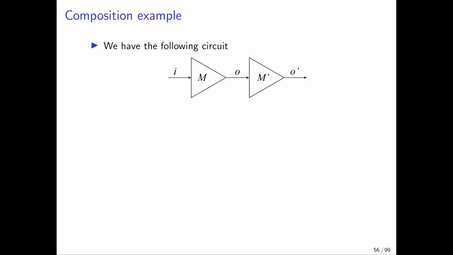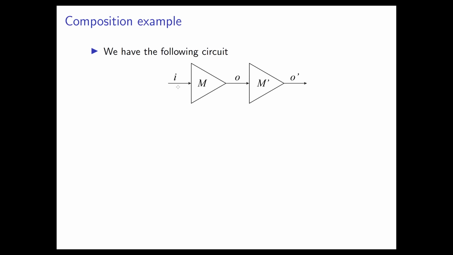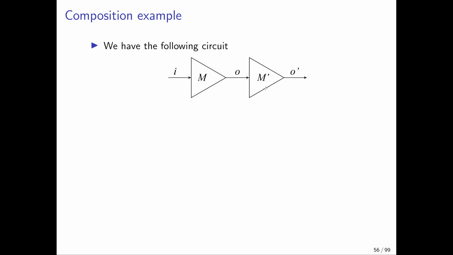For the first example, we are going to be building a system out of subsystems. So the situation looks as what we have in this diagram. You have two components, component M and component M prime. Component M has input I and output O, and component M prime has input O and output O prime. Could someone please confirm that you are seeing my screen?